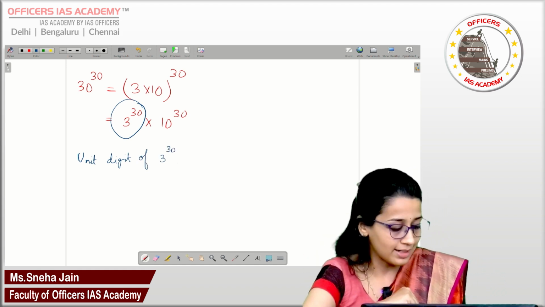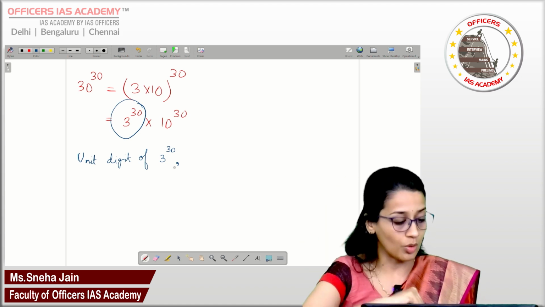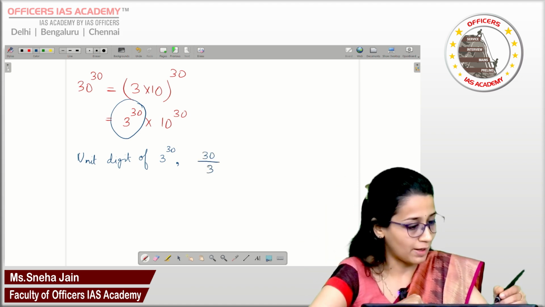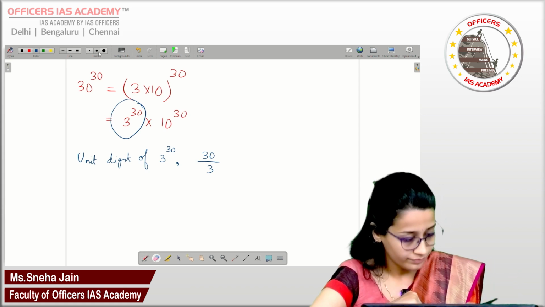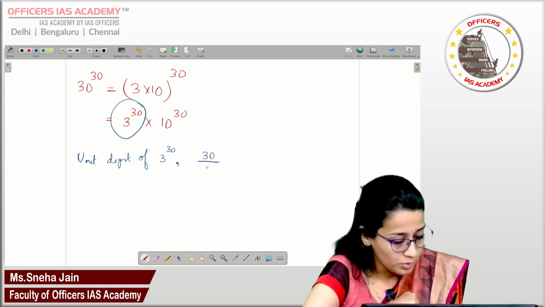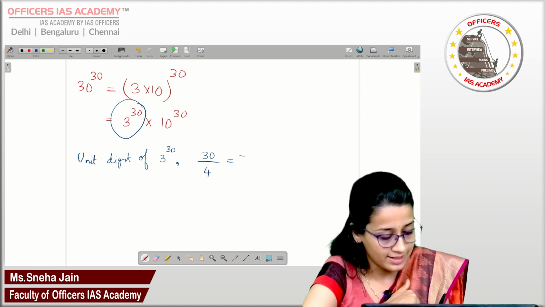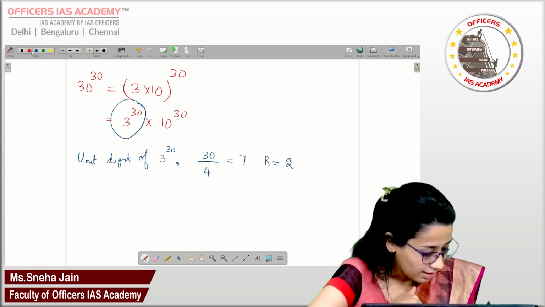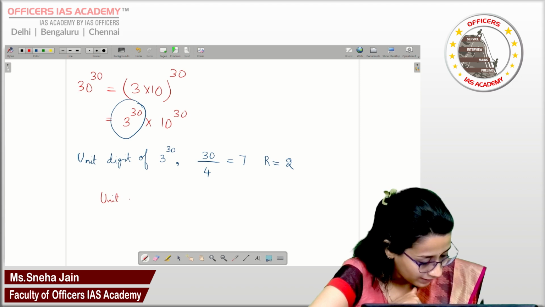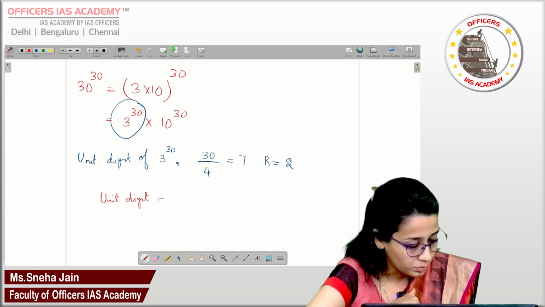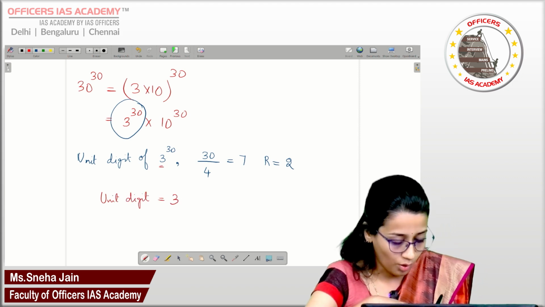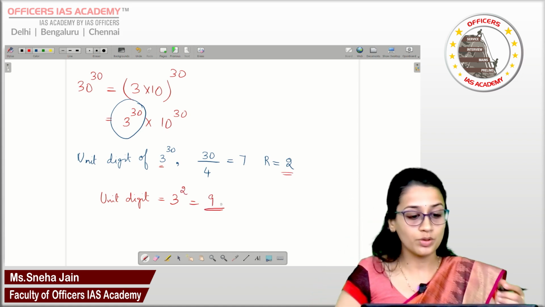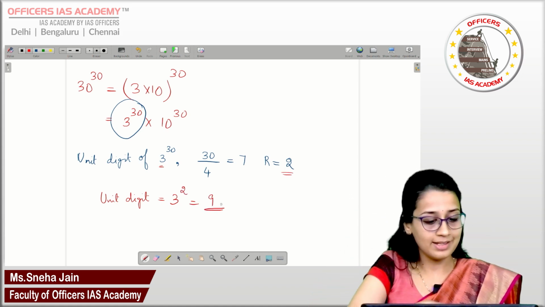How do we do that? We have done this in the previous question also. Divide 30 by 4. So you get 4 sevens are 28 and you have a remainder of 2. So what's our unit digit? Our unit digit, or the final answer, is 3 raised to the power of the remainder, that is 2, which is nothing but 9. So your final answer here is 9.